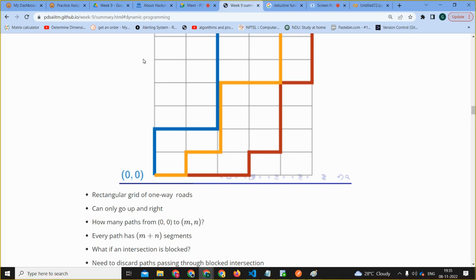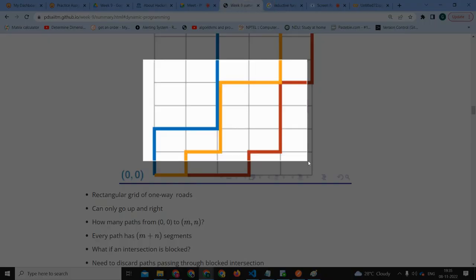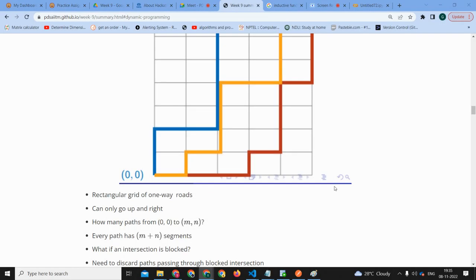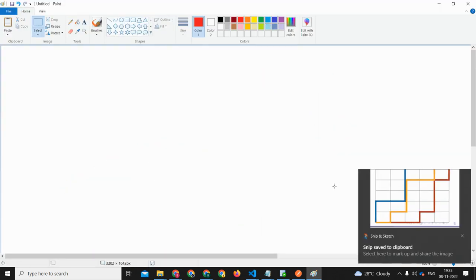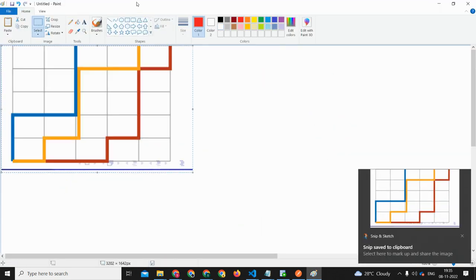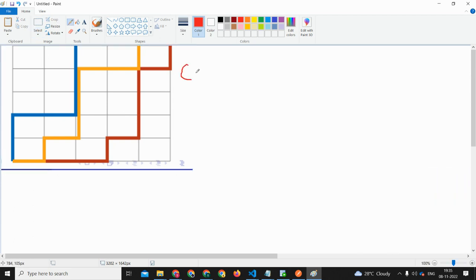In this case, we are able to see three paths: the blue path, the yellow path and the red path. Can someone try to guess how many paths it can have? It's kind of 15 choose 5 and 15 choose 10.